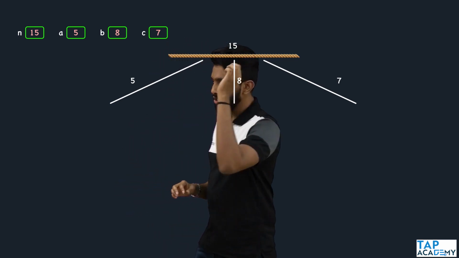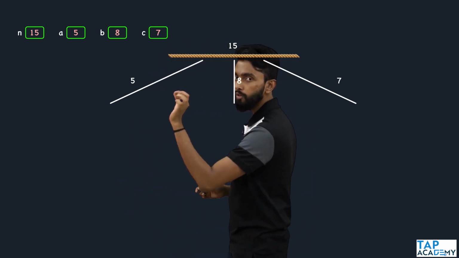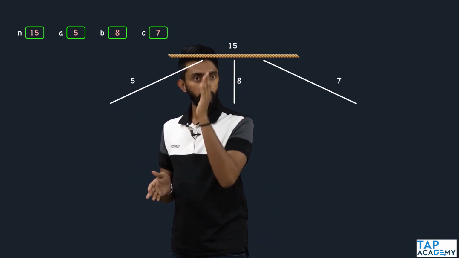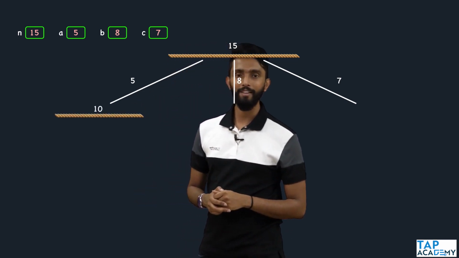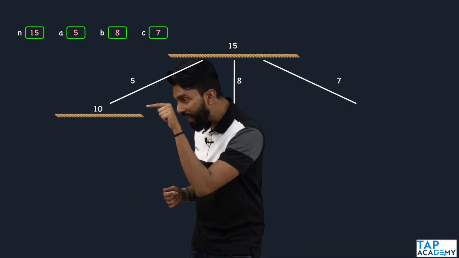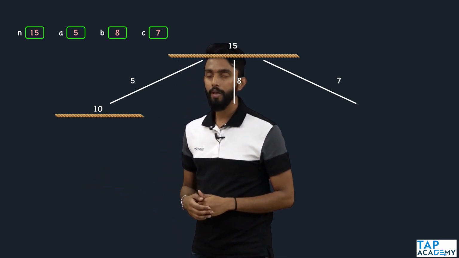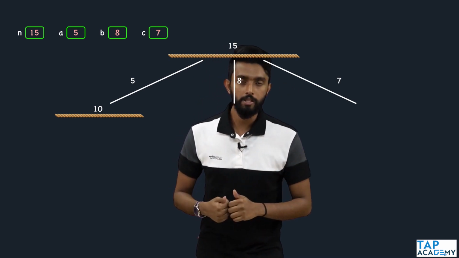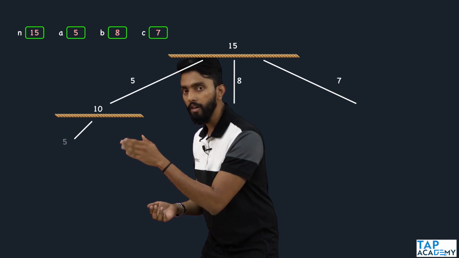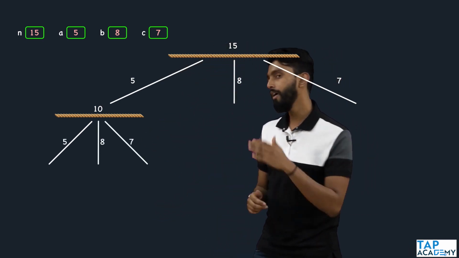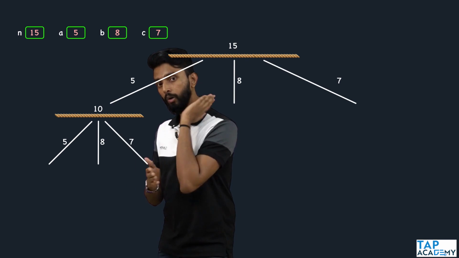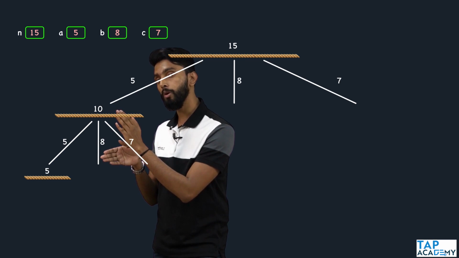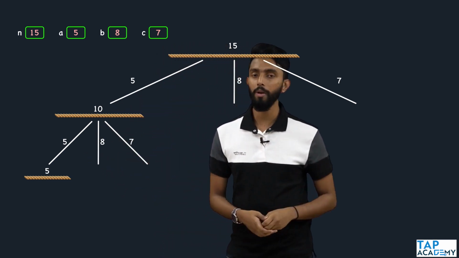Now let us assume I cut a piece of length 5, which means the original rope's length will reduce by 5. So 15 minus 5, it will become 10. Or N minus A is going to be the new length of my rope. And now it is 10, guys. Now again I have to try to make more pieces, but every piece should either be 5, 8 or 7. These are the only 3 options I have. Let's start with 5. If I again cut one more piece of length 5, the rope becomes 10 minus 5, so 5.